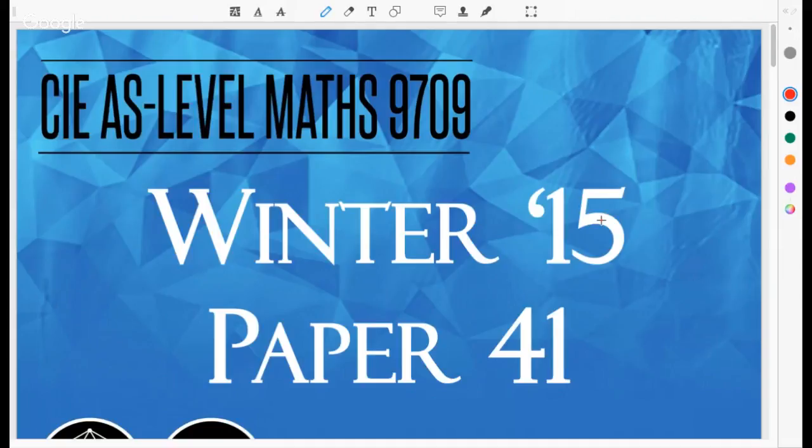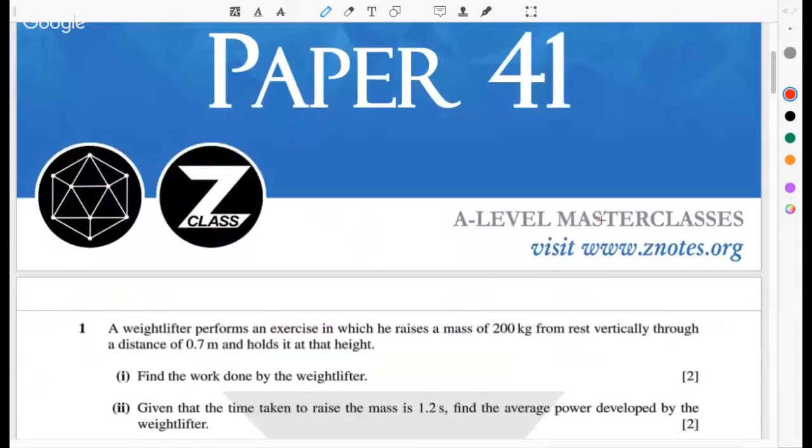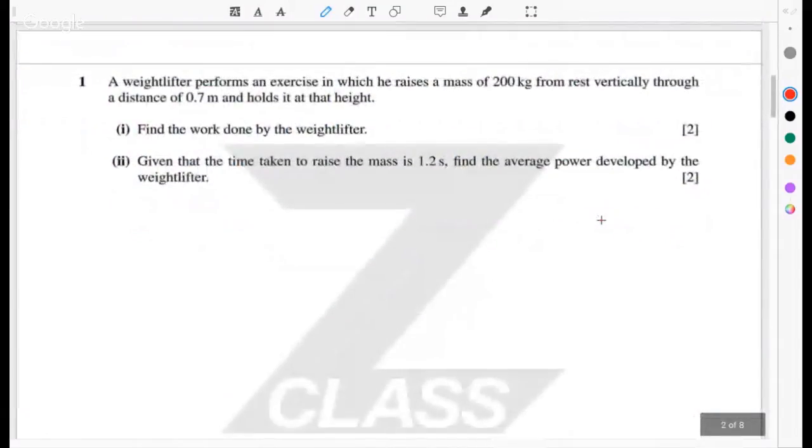Right. So let's begin. Today we're going to do the mechanics paper of winter 2015. And the first question is, a weightlifter performs an exercise in which he raises a mass of 200 kilograms from rest vertically through a distance of 0.7 meter and holds it at that height. And question one is, find the work done by the weightlifter.